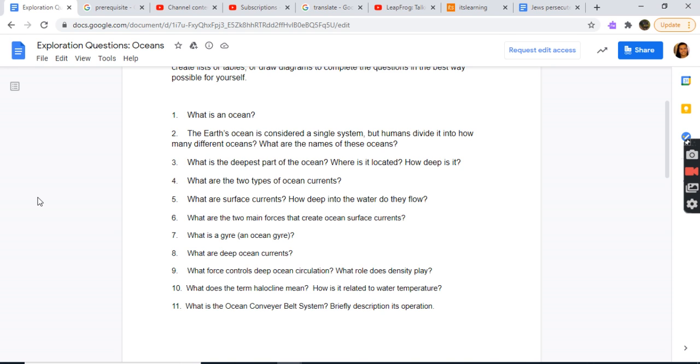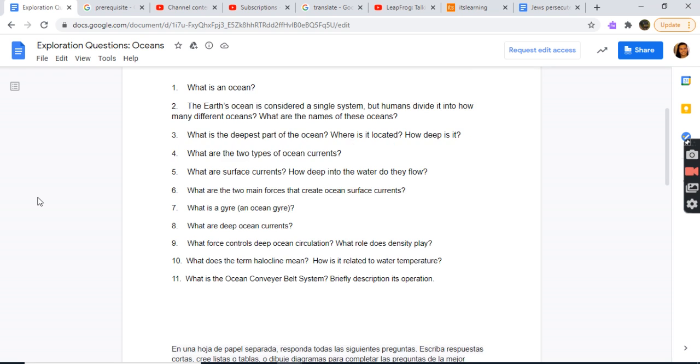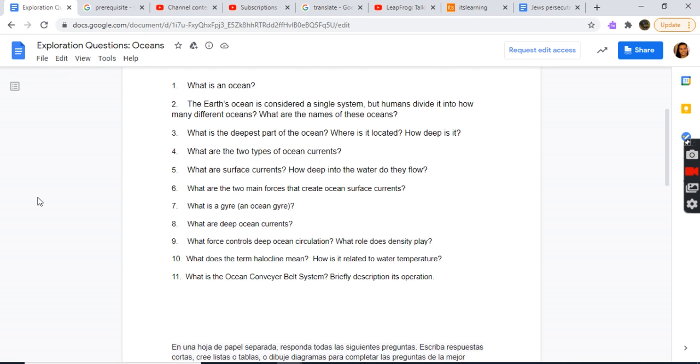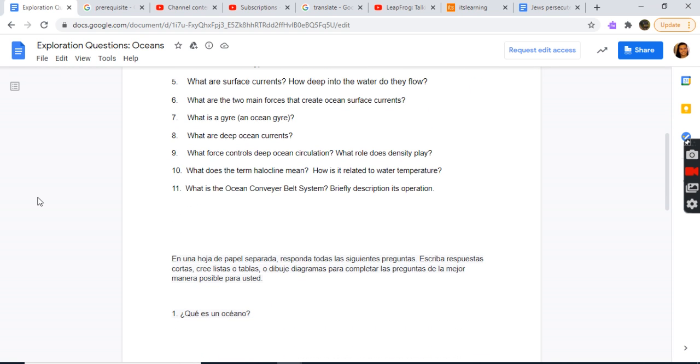What is the deepest part of the ocean? Where is it located? How deep is it? What are the two types of ocean currents? What are the surface currents? How deep into the water do they flow? What are the two main forces that create ocean surface currents? What is a gyre? An ocean gyre.